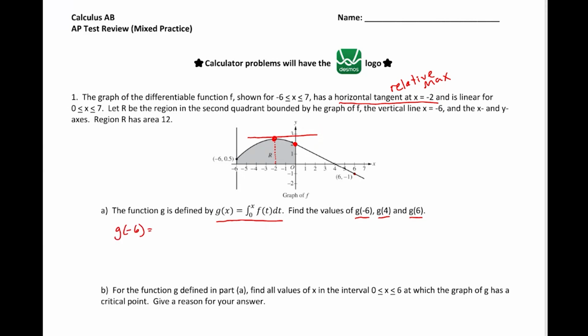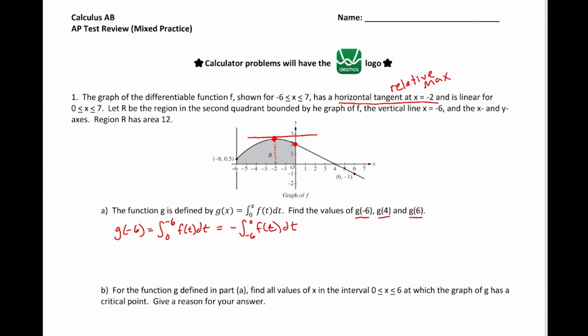g(-6) is going to be the integral from 0 to -6 of the function f. So we're just essentially finding the area underneath the curve between 0 and -6. Now, notice that the endpoints here are sort of out of order, right? Our lower bound is bigger than our upper bound. So if you want to fix that so that we don't have to worry about that later, we can negate this integral and swap those boundaries.